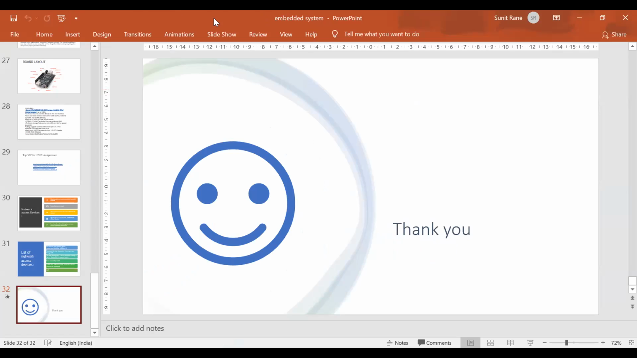Today we have completed chapter number 1 of paper number 1, and today we are going to start again with paper number 2, chapter number 2. First we will complete paper number 2, chapter number 2, and then we will go to paper number 1, chapter number 2, which is system on chip. Okay, so let us start with chapter number 2.